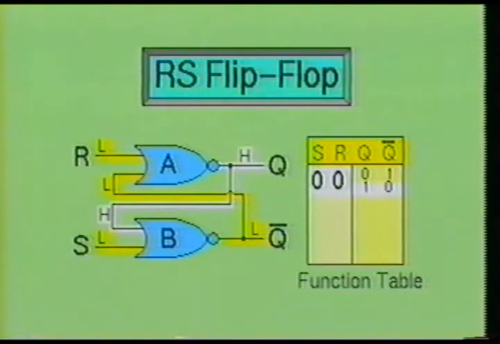For example, let's assume that gate A turns on first. Since this is a NOR gate, it will produce a high output. This high is then fed into the second input of gate B. When gate B receives a high and low input, it will produce a low output.